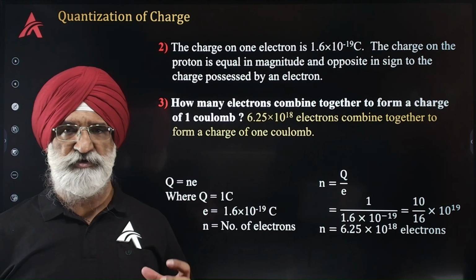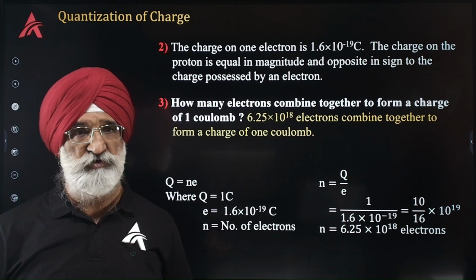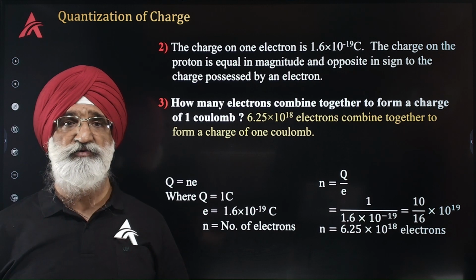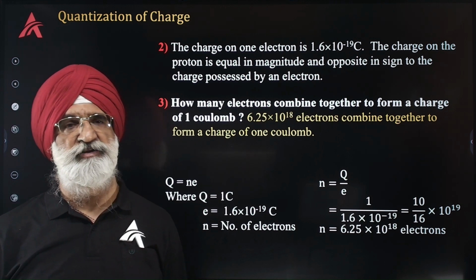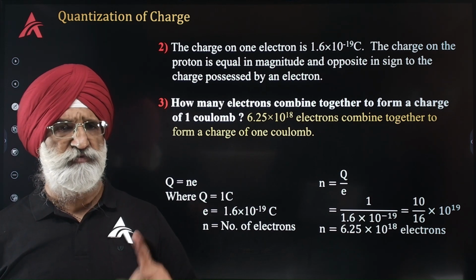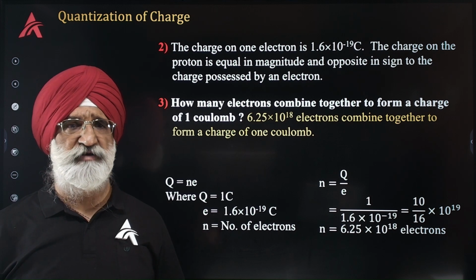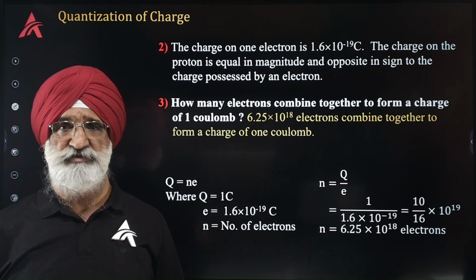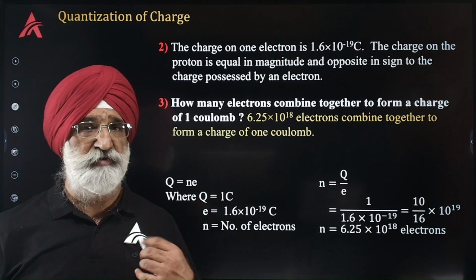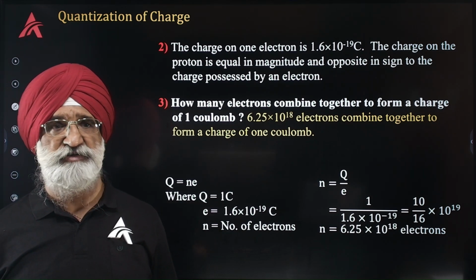One of the important things to remember is that the magnitude of positive charge on a proton is equal to the magnitude of negative charge on an electron. And there is one basic question which is asked many times in your exam: how many electrons are to be removed from a given neutral body to give that body a positive charge of 1 coulomb.